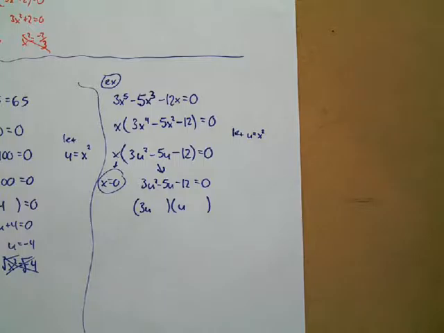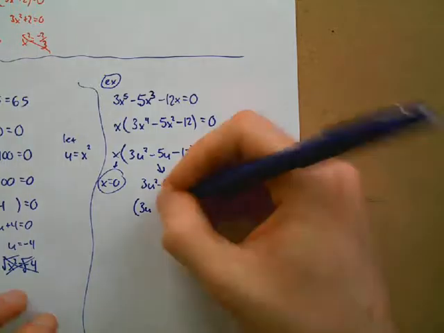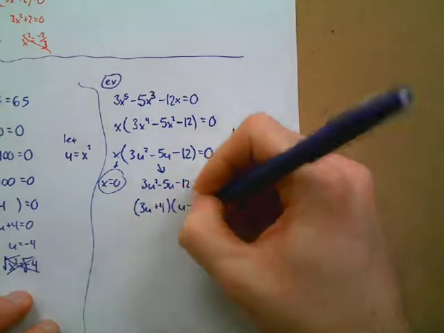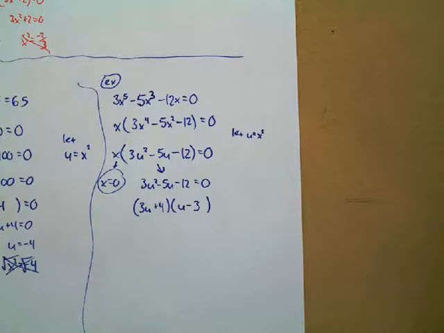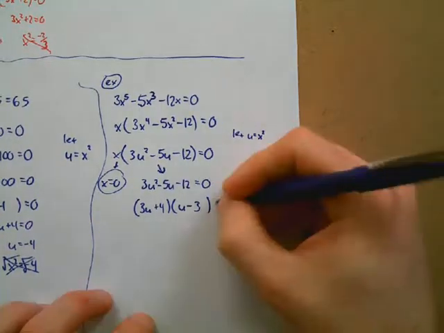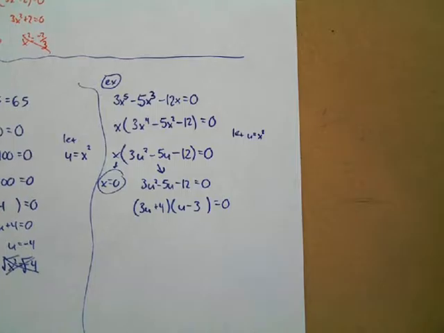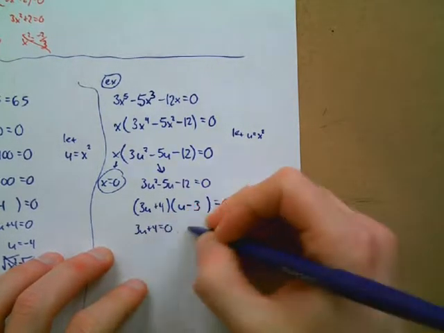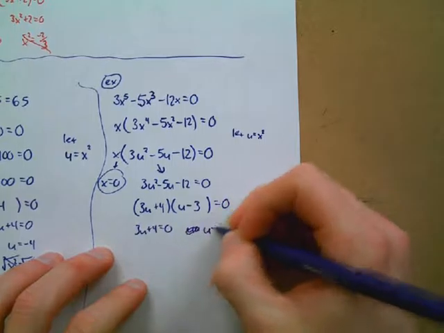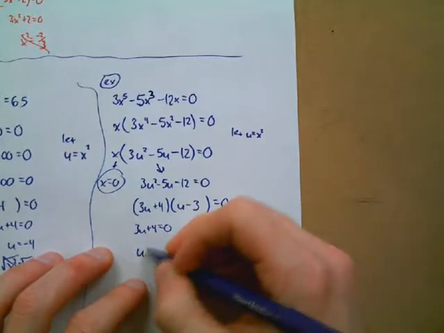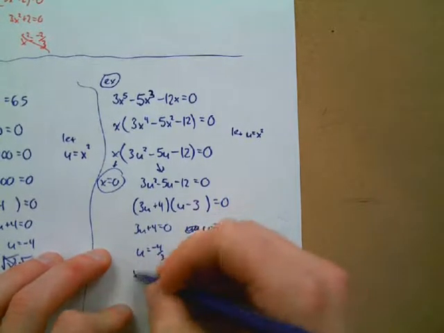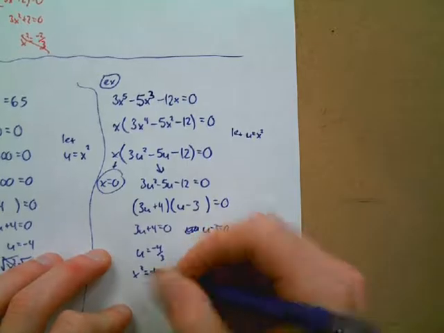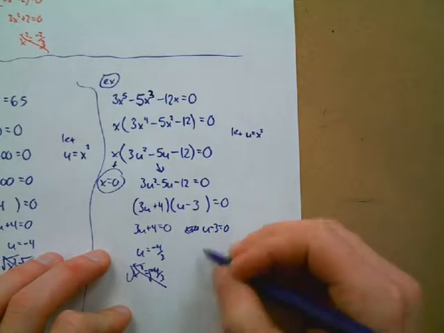So again, we'll set each factor equal to 0. Ooh, u minus 3 equals 0. And so you get u equals negative 4/3, which means that x squared equals negative 4/3. So you square root, imaginary. U equals 3, and so x squared equals 3. So you square root, and you get x equals plus or minus the square root of 3. And so 3 solutions there. 0, and then plus or minus the root 3.